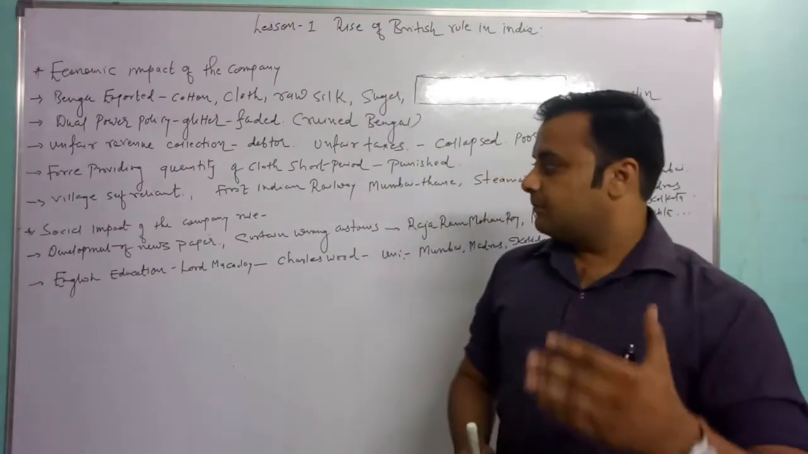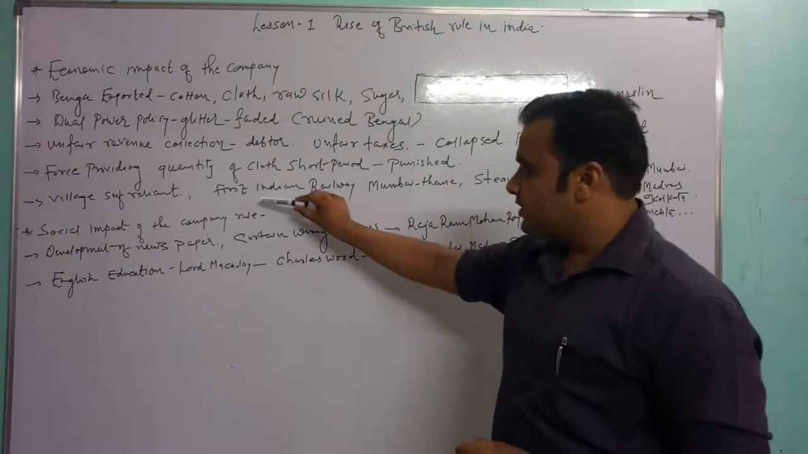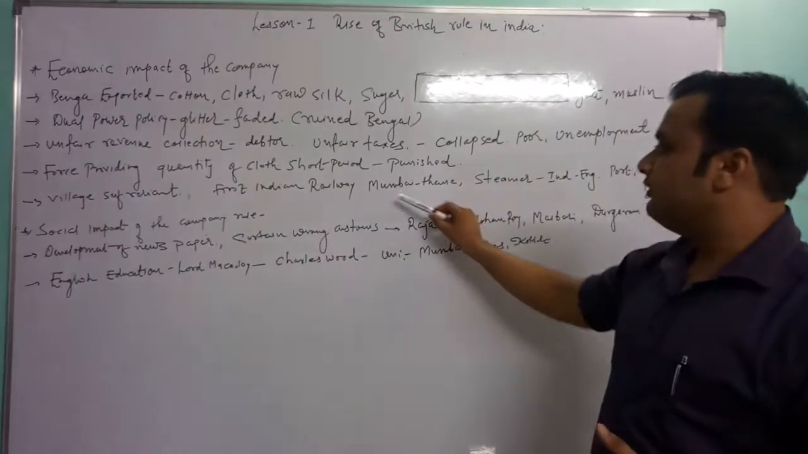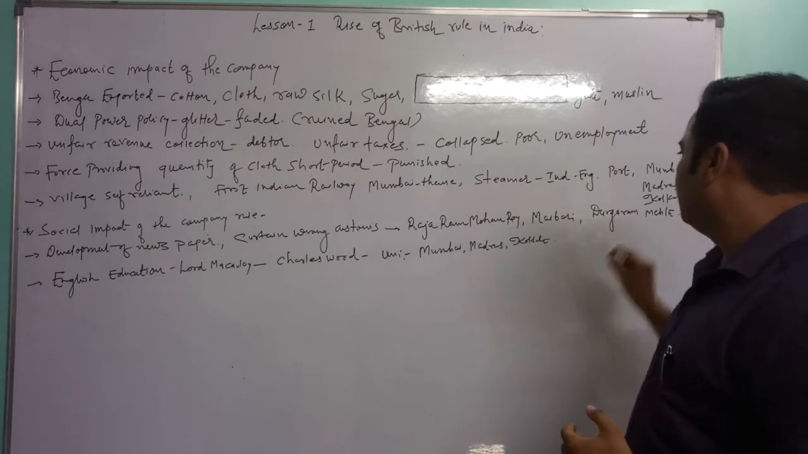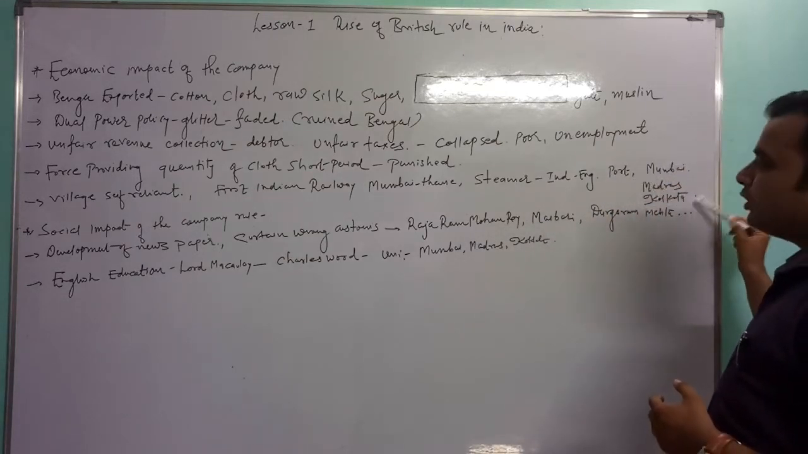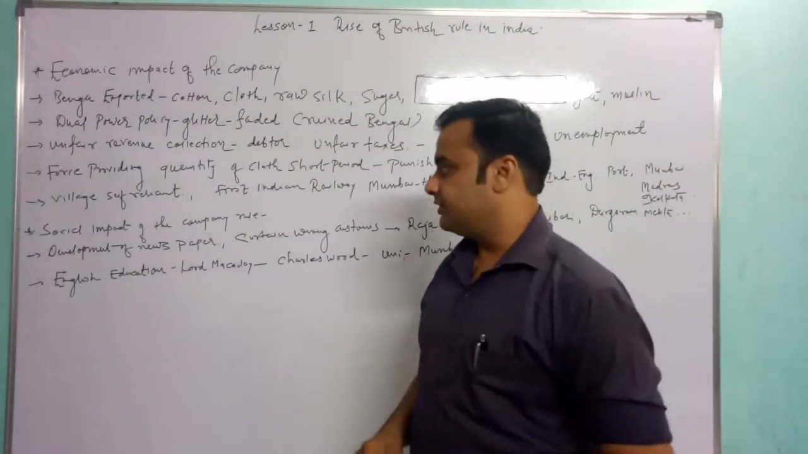At that time some reforms were also done by the Britishers. The first Indian railway started during the British time, between Mumbai and Thane. The first steamer started between India and England. The ports of Mumbai, Madras and Kolkata were also made by the Britishers. So some reforms were also done by the Britishers.